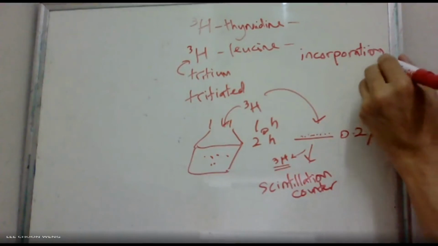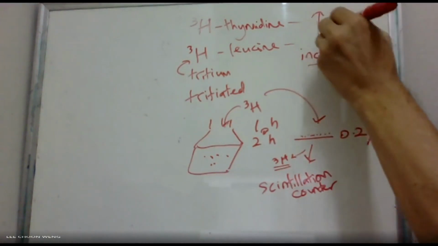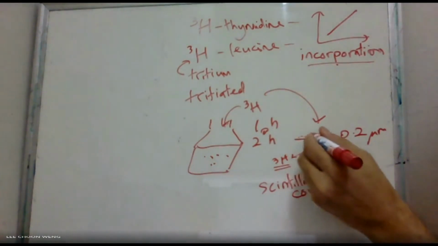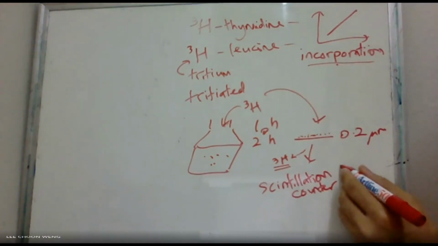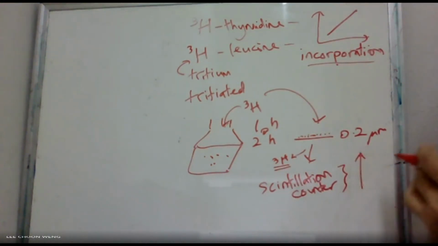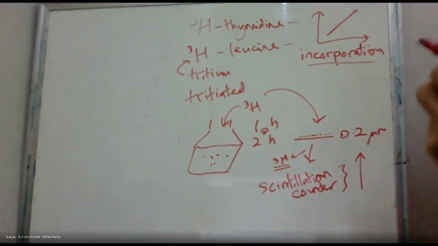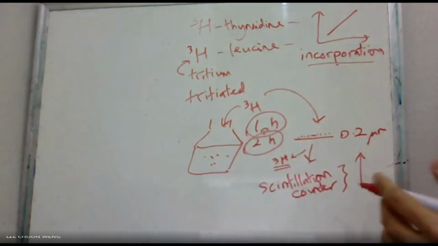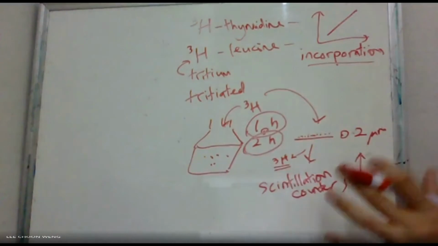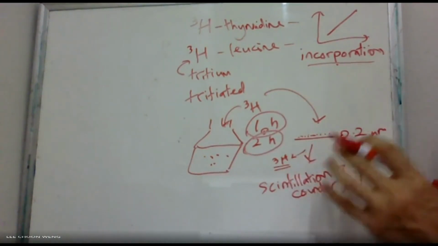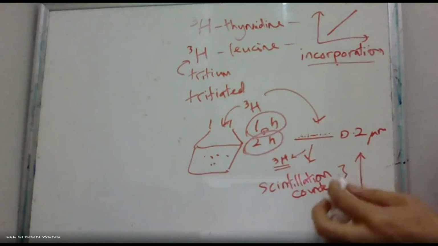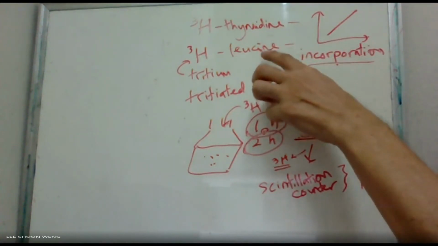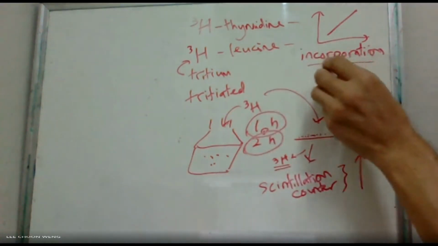So the more incorporation, the higher the radioactivity. Because you're looking at radioactivity, this scintillation counter is much more sensitive than just counting the cell mass. So you are able to get significant results even after 1 to 2 hours of incubation. With this method, they are able to shorten the incubation time and measure bacterial growth using the tritiated thymidine or tritiated leucine incorporation approach.